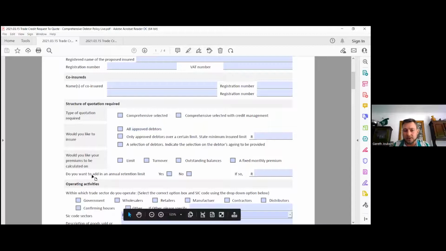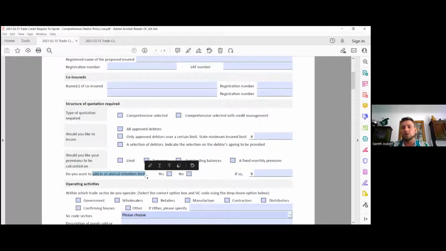Even when there's an annual retention limit, the client must still hand the file over to us. We'll still handle it like a claim. We just wouldn't pay the capital indemnity.